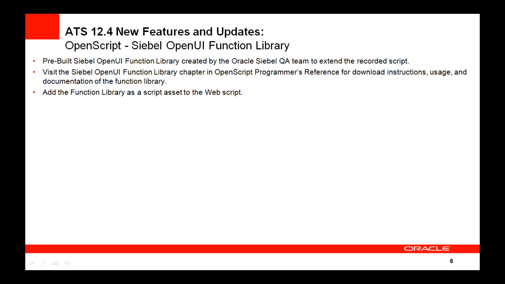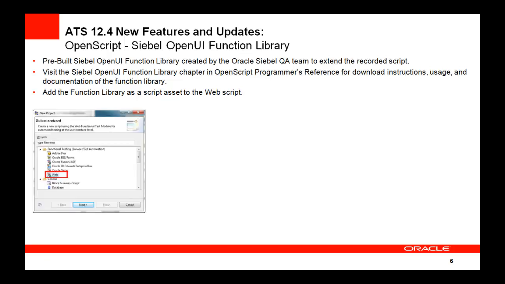After downloading the function library and importing it, simply add the function library as a script asset to the web script, and it can be used to extend a recorded script. Here are some diagrams to demonstrate the flow of how to add the function library to a script. For Siebel OpenUI, first you would create a web script under the functional testing folder.